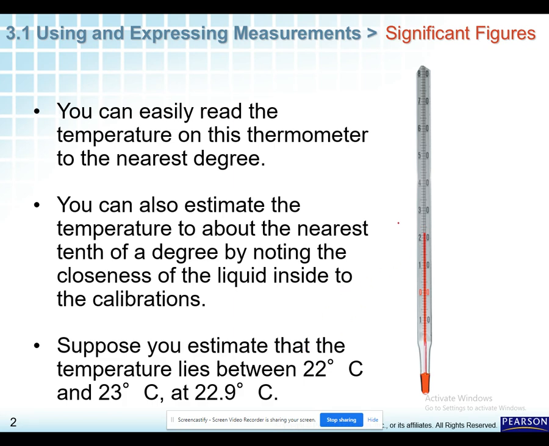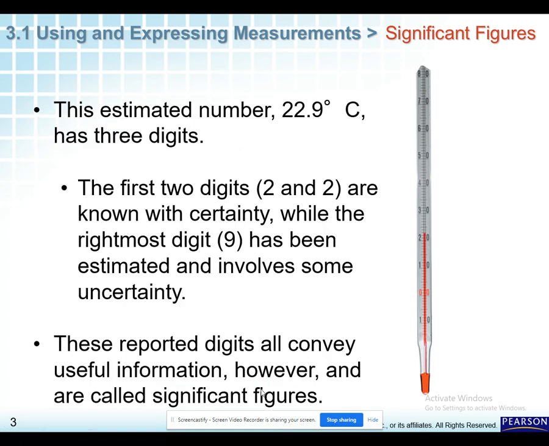So suppose right now I can see that here's my 20 mark. So I can see it's at 21, 22, and it's almost at 23, but not quite there. I can estimate that it's at 22.9 degrees Celsius. So this estimated number of 22.9 degrees Celsius actually has 3 digits. The first 2 digits, the 2 and the 2, are known with certainty. I know that it's above the 20, and I know it's above that 22 mark. Now that rightmost digit, this 9 right here, was estimated. I don't know if it was exactly 0.9, maybe it was 0.8. So there is that uncertainty of that measurement.